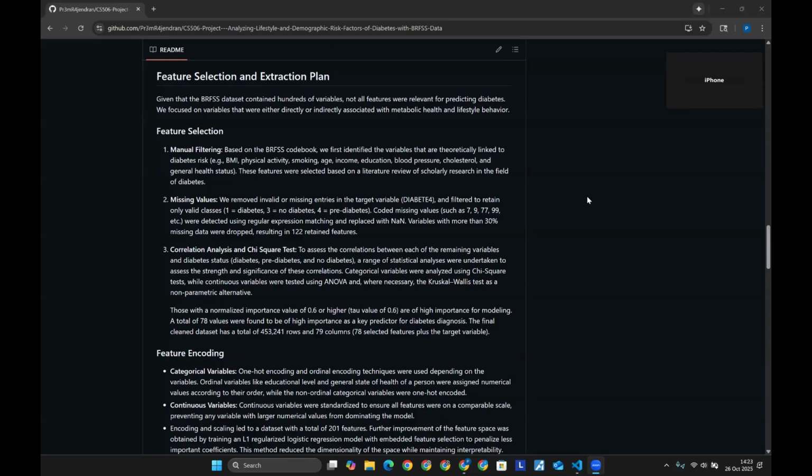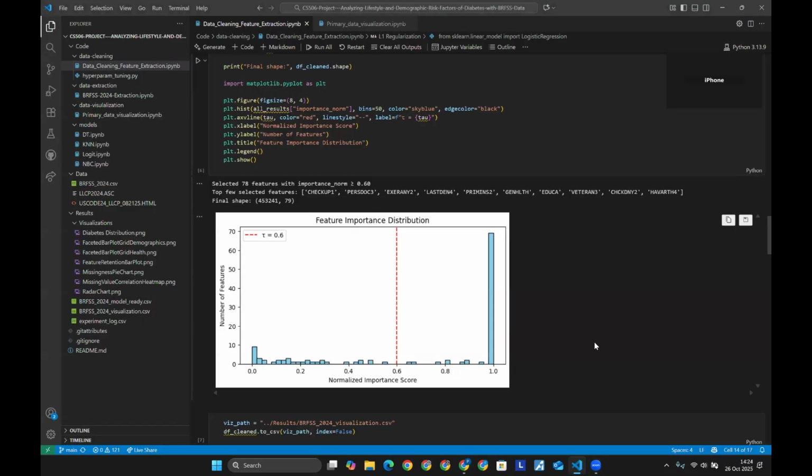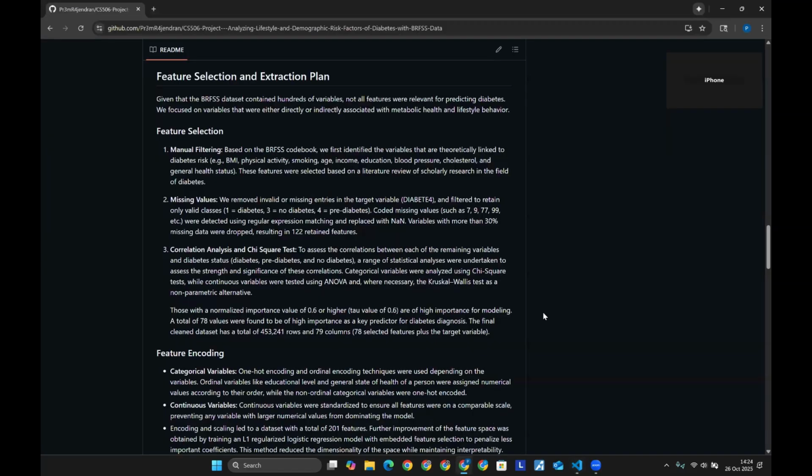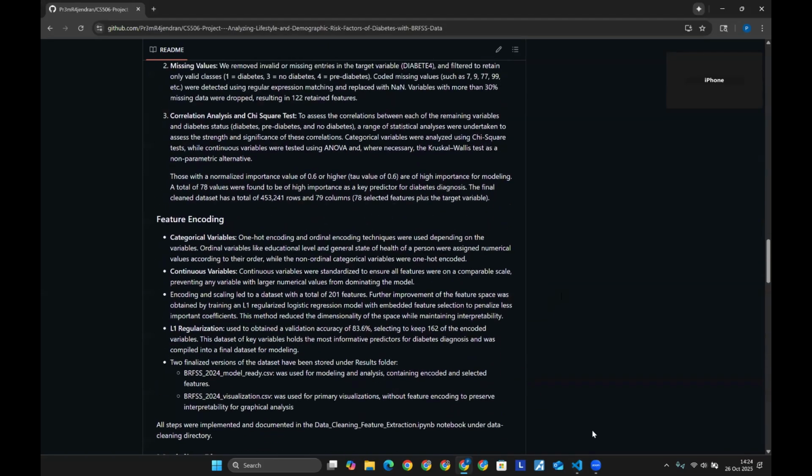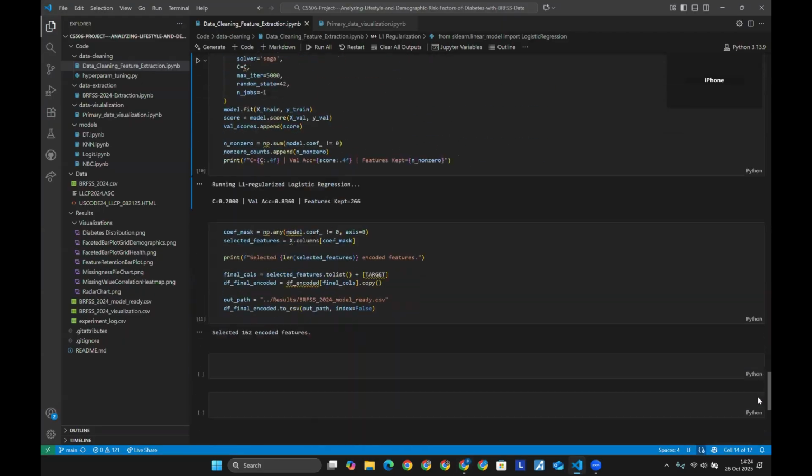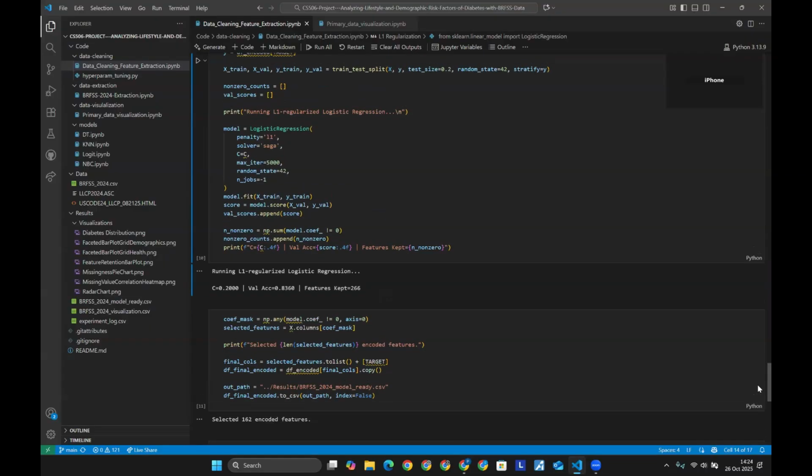We further narrowed this down to 78 key predictors with strong relationships to diabetes status. We then encoded categorical variables with one hot and ordinal encoding and standardized continuous ones. Finally, we applied L1 regularized logistic regression. We reduced the feature space to 162 informative variables, achieving a validation accuracy of about 83.6%. The finalized datasets, one for modeling and one for visualization, are stored under the results folder.